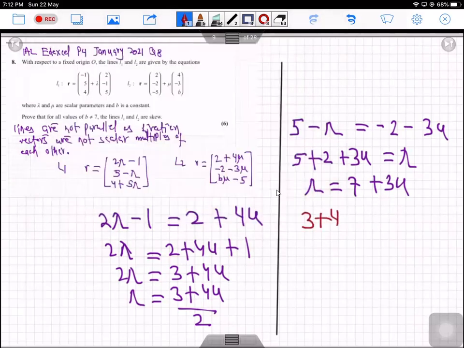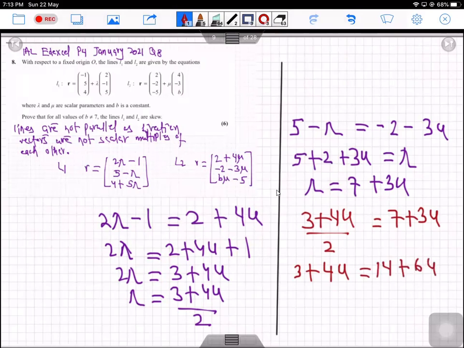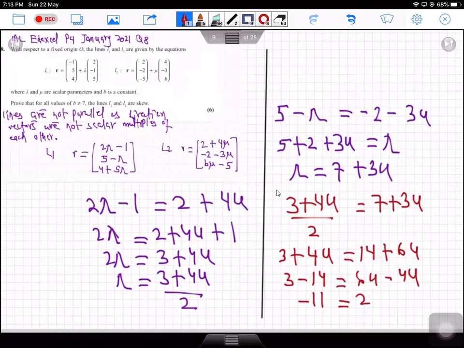So 3 plus 4 mu completely over 2 is equal to 7 plus 3 mu. So 3 plus 4 mu is equal to 14 plus 6 mu. Therefore, 3 minus 14 is equal to 6 mu minus 2 mu. So 3 minus 14, this is minus 11. Minus 11 is equal to 6 mu minus 4 mu, not 2 mu. So 6 mu minus 4 mu, and minus 11 will be equal to 2 mu.